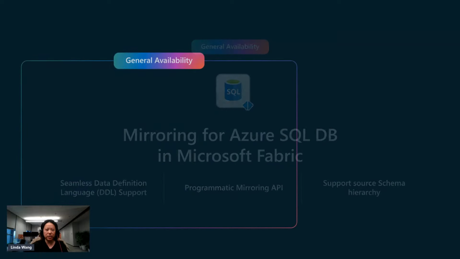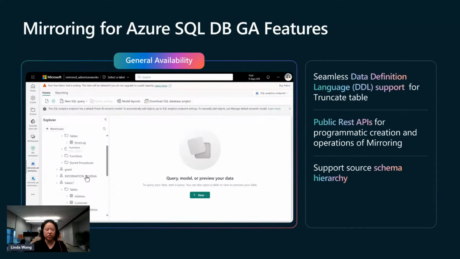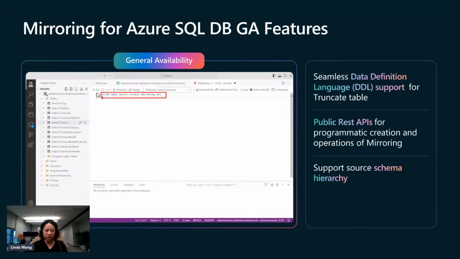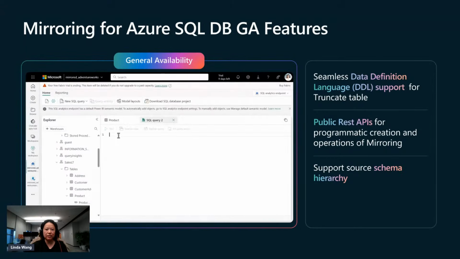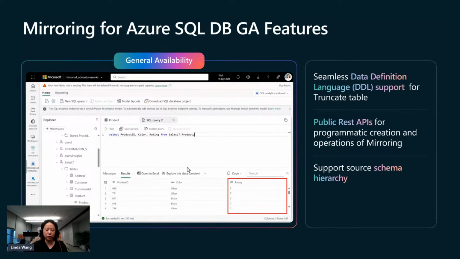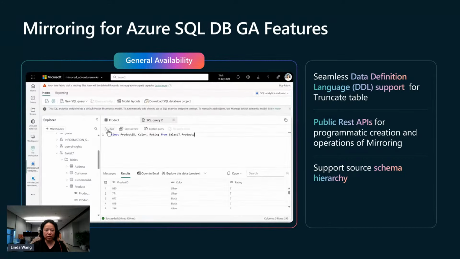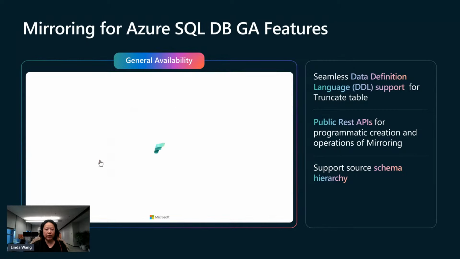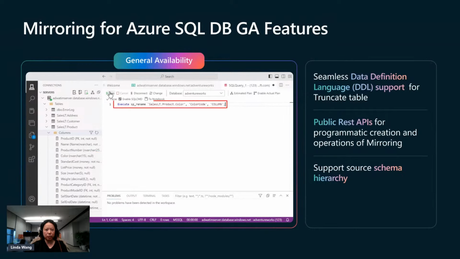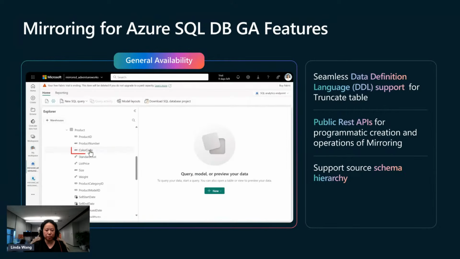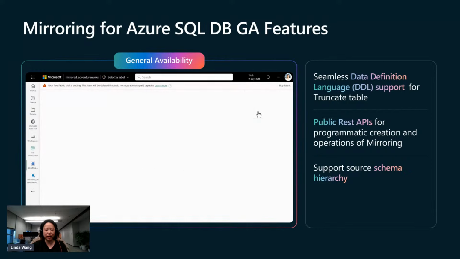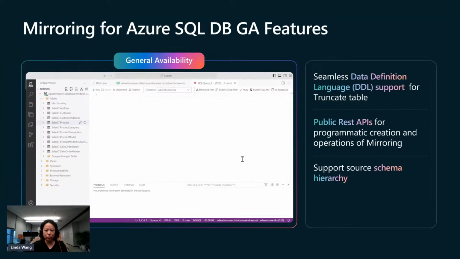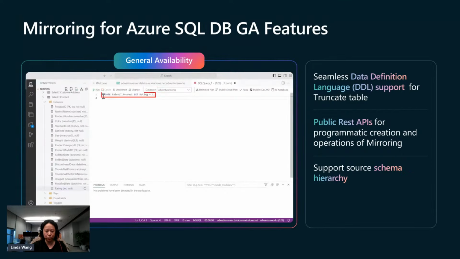Along with this general availability announcement, there are some new features we just added as part of the GA, which include DDL support. When you alter a table in the source, like dropping or adding columns, or truncating a table, all those kinds of DDL changes can be replicated into the mirrored database as well. In addition, we also added public REST API support for mirrored database management. Later in the session, we will share more about this public API support.